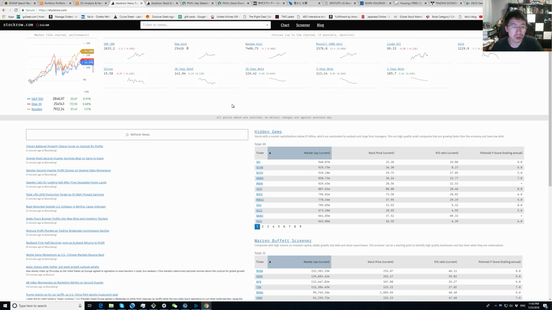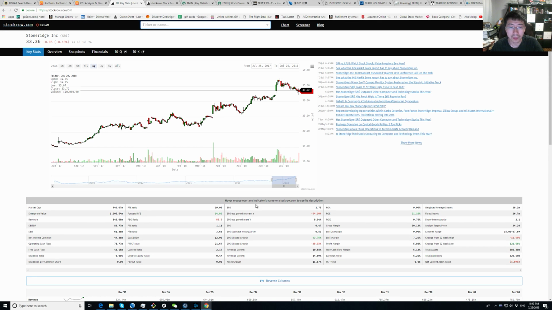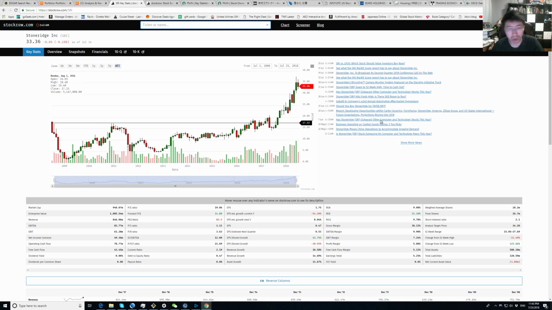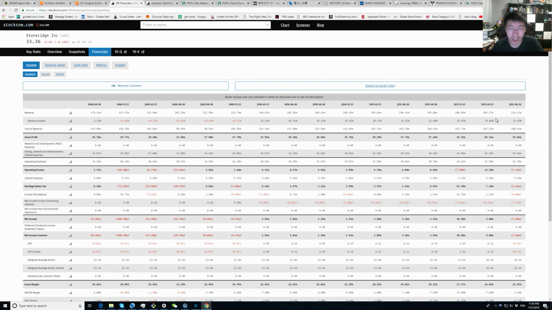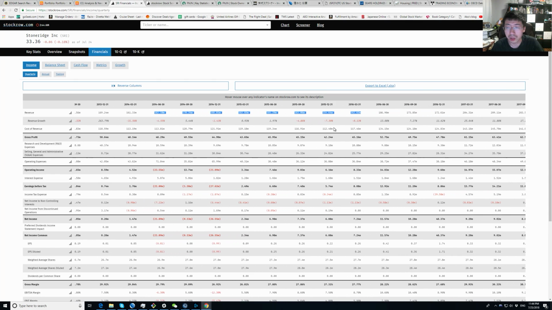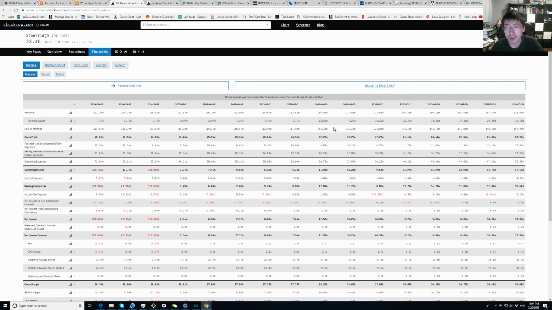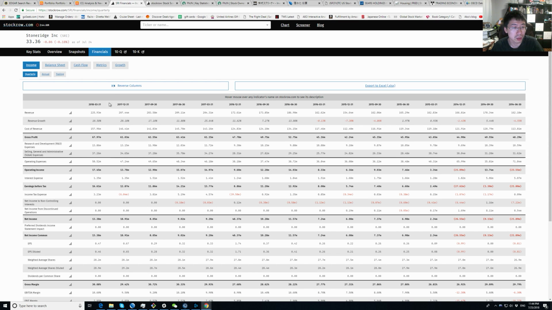Next one is StockRow. It's a fantastic thing. It's free and it has a ton of data. For example, you can see the charts, obviously, and then you can look at the actual financials, 10-year, which is fantastic. For some stupid reason, they put the newest at the end. I mean, who does that? Maybe I should do reverse column. Oh yeah, there we go. Maybe I'm the stupid one.